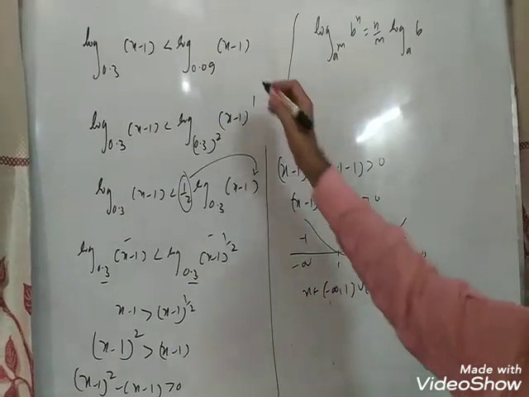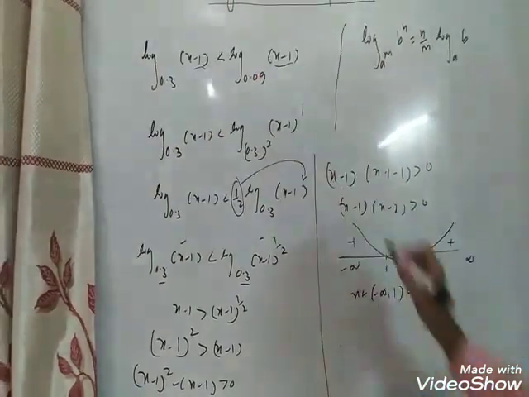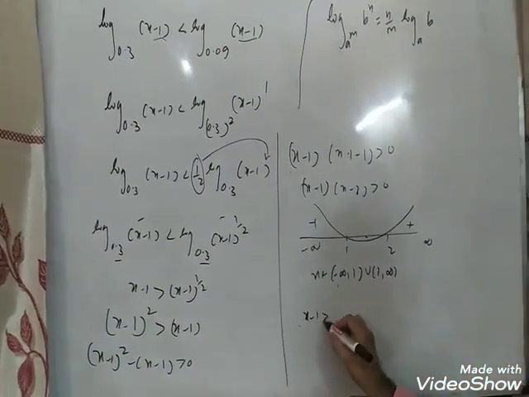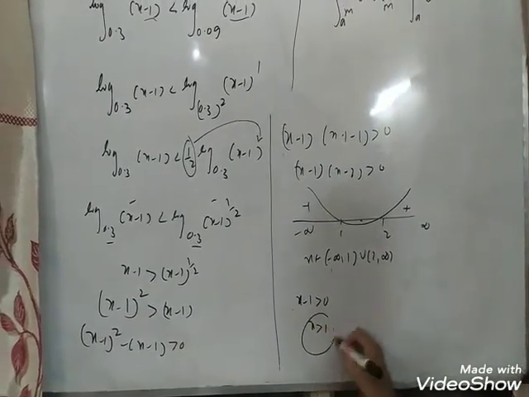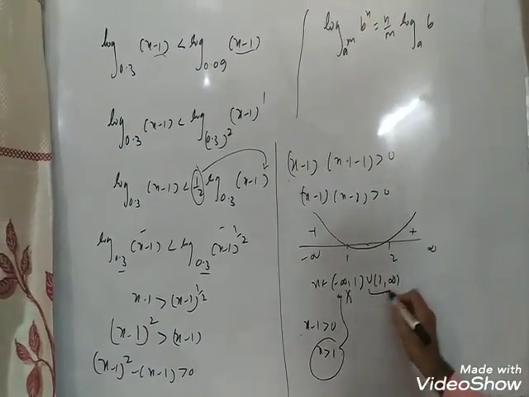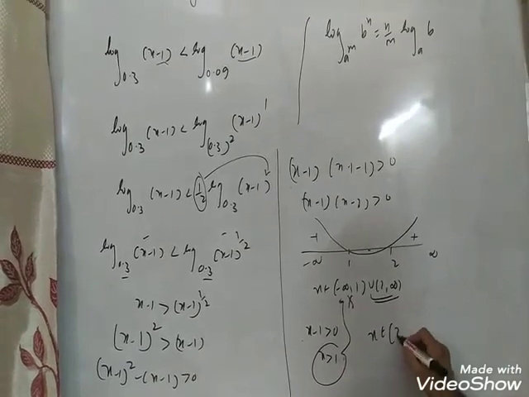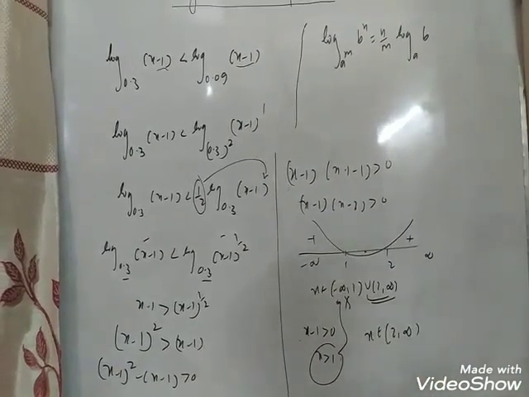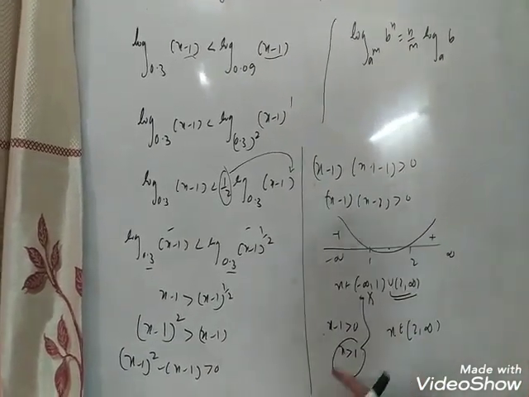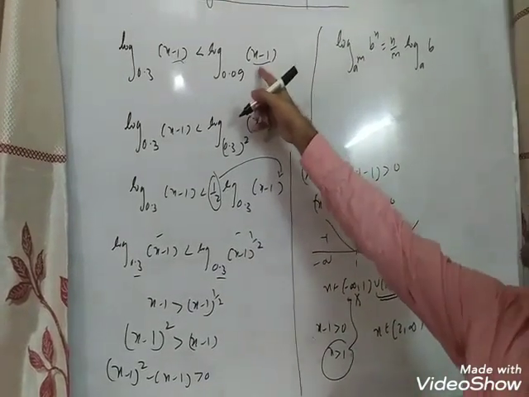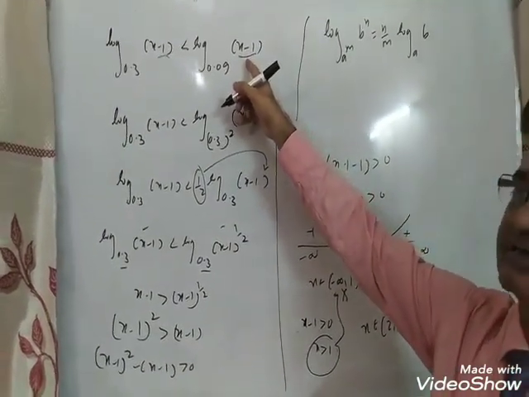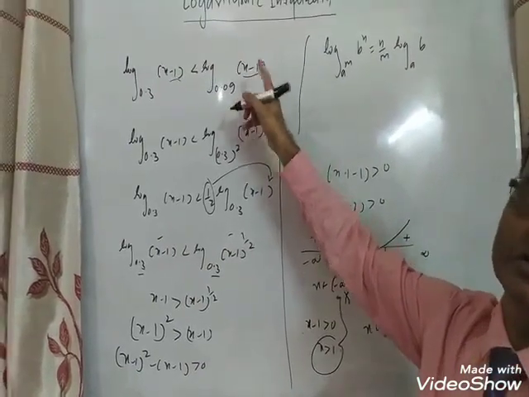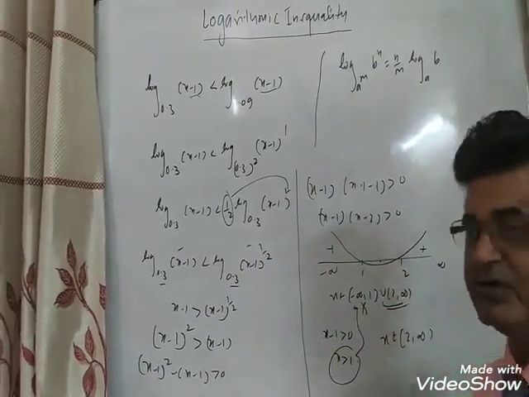But we can see that the index must be greater than 0, so x minus 1 should be greater than 0, so x should be greater than 1. So this case gets cancelled, and only this is going to be the answer. So x is from 2 to infinity. While solving the problem, it is very necessary to see the inequality sign here in the index, because the index must be greater than 0, right? So we are moving to the next question.